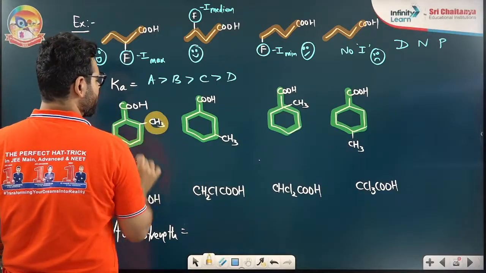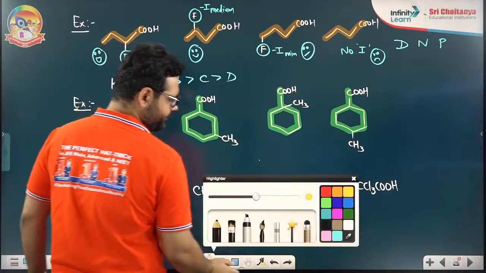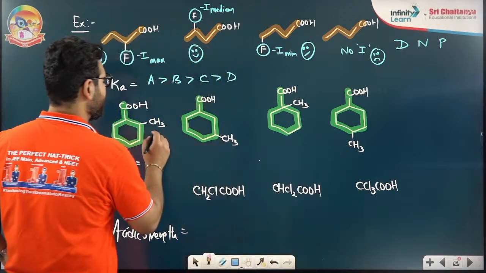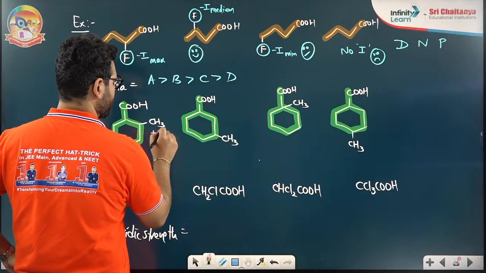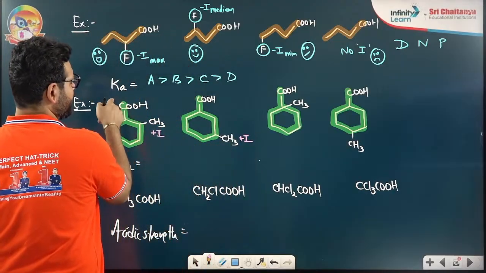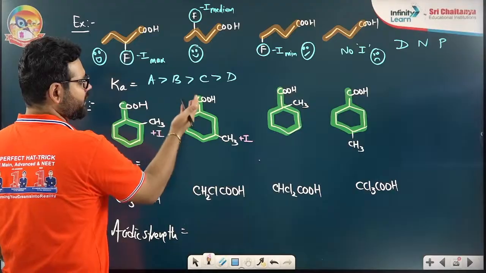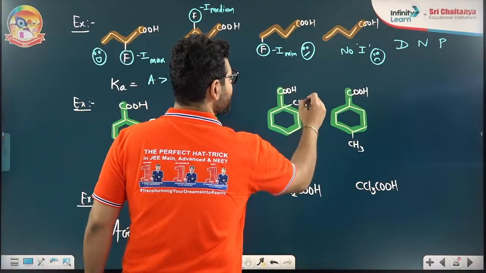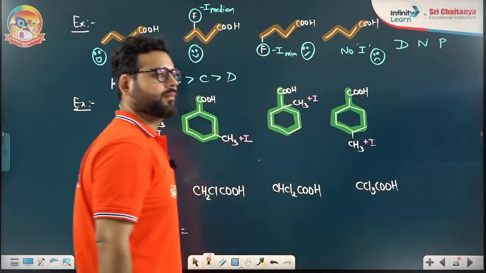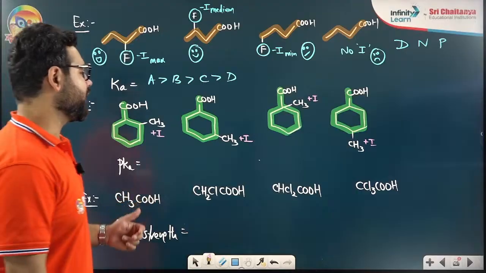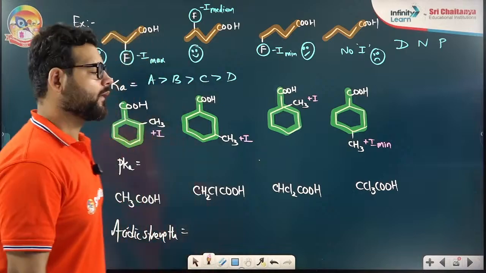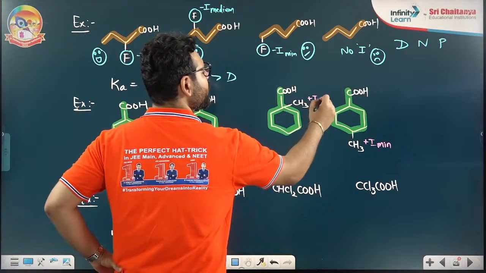Here methyl is attached on 1, 2, 3, the third carbon. Methyl is +I. Here methyl is attached on the fourth carbon. I am just counting the carbon from here, 1, 2, 3 respectively. Here respectively the fourth position. Here respectively the second position. And here respectively the fifth position. So as CH3 is going away, this is the farthest CH3. This is minimum +I. And this is going to be maximum +I.